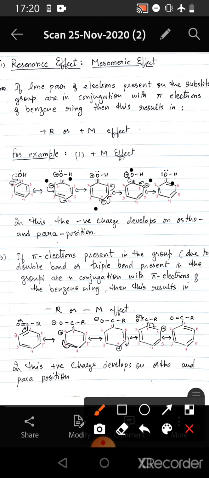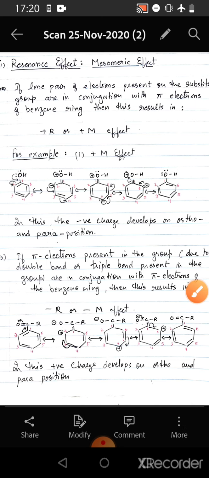So we see that resonating structures increase the stability, and in this we see the negative charge develops on ortho and para positions. Hence the incoming electrophile will attack these positions in preference to the meta position, which has less electron density than the ortho and para positions.